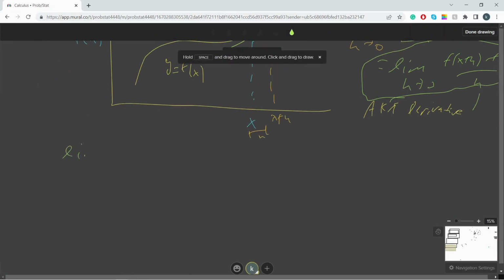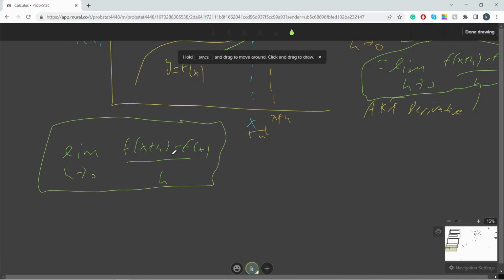So this will be the limit as h approaches 0 of f of x plus h minus f of x over h. So this is the definition of the derivative. And you might see that this definition is only one of many possible definitions. This formulation is one formulation, and there's another formulation you will come across where it goes something like this. The limit as x approaches c of f of x minus f of c over x minus c.